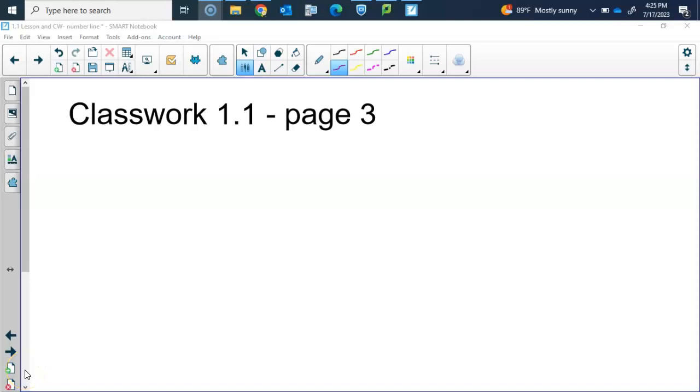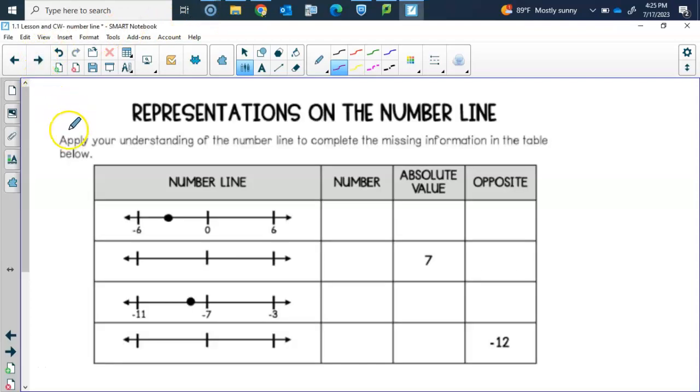All right, guys, this is the classwork that goes with lesson 1.1. It's on page 3 in your packet. Apply your understanding of the number line to complete the missing information. This is very similar to what we did in the notes.